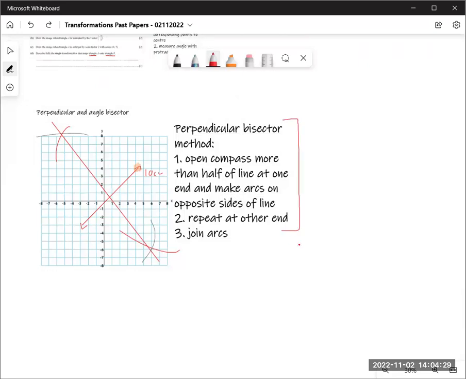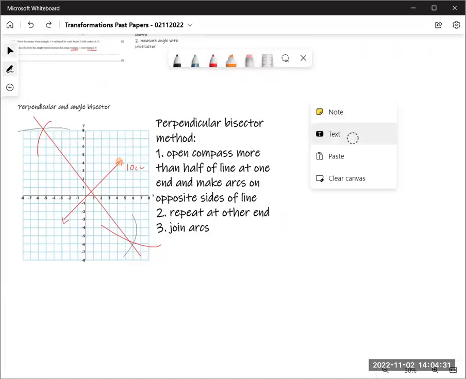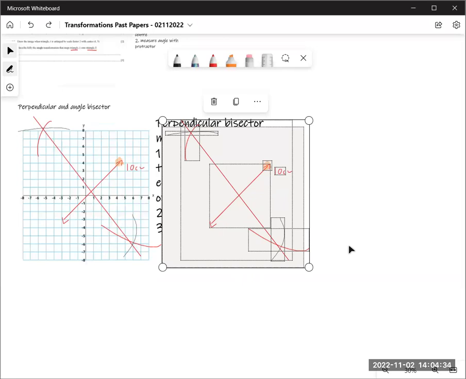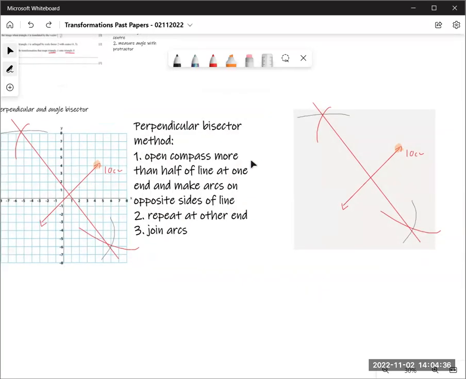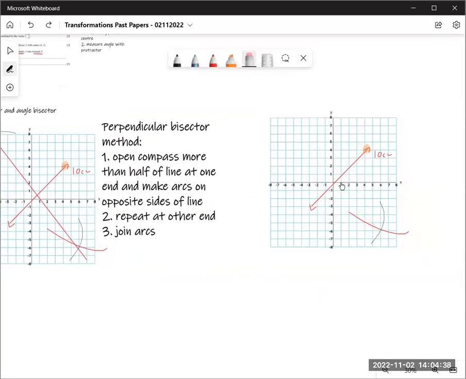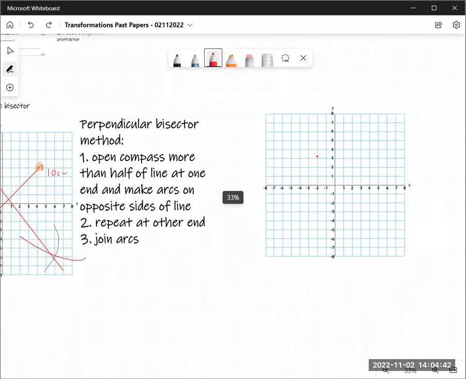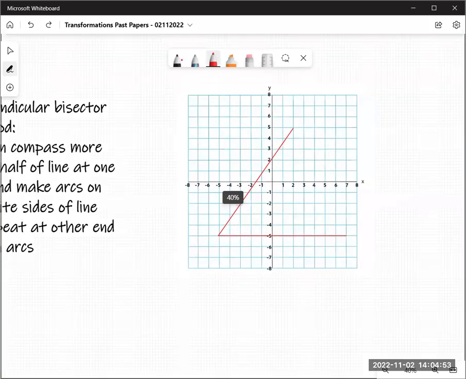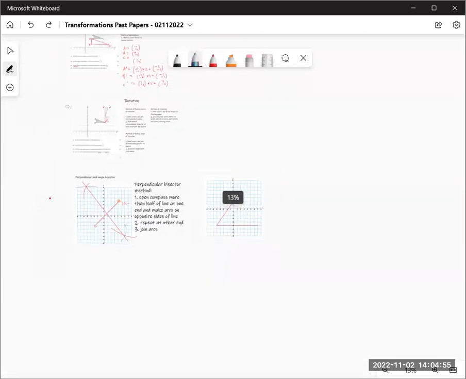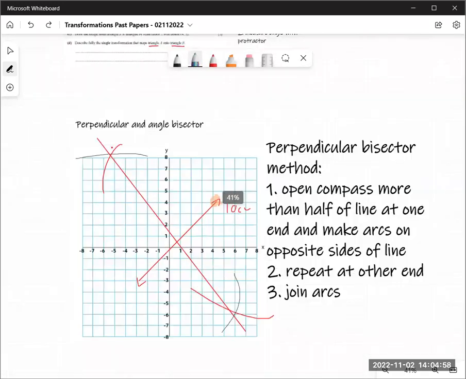And let's read the method out loud. Now, meanwhile, I'll write the other one, the angle bisector. Bisector method: open compass more than half of line at one end and make arcs on opposite sides of line. Repeat at other end, join arcs. That's it. You get the answer after you do that. That's how you make the perpendicular bisector, by the way.